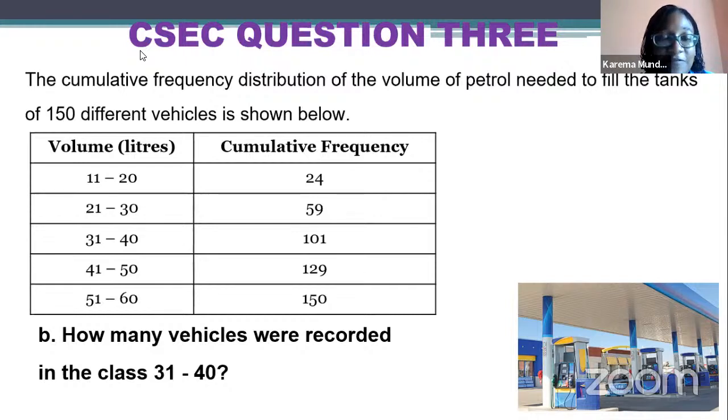Now, this 59, we said, accounts for everybody from 11 all the way up to 30. So can anybody tell me how many would have been in that second interval, the 21 to 30? So we're bearing in mind that there are 24 vehicles that fall in the 11 to 20 category, and we have 59 vehicles so far. All right, I'm seeing where David had 18.